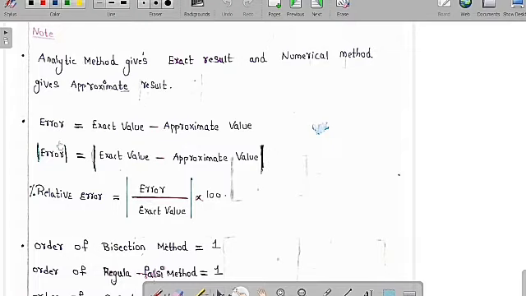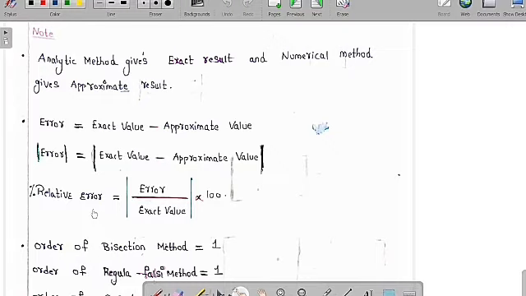So we can say error is equal to the true value minus measured value. True value is also called the exact value, whereas the measured value is also called the approximate value. But if you want to know the modulus of the error, it is the modulus of the exact value minus approximate value. If you want to know the relative percentage error, it is the error by the exact value into 100. So error by exact value into 100 is called the relative percent error.